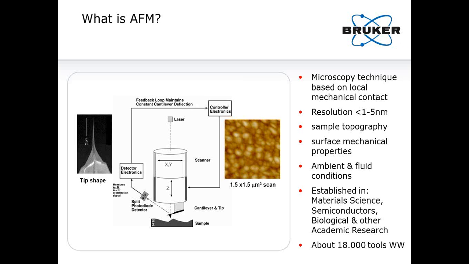Since its invention in 1986 by Binnig and Quate, about 18,000 AFMs have been installed worldwide, and of these, about 10,000 by Bruker AFM, which was founded as Digital Instruments and was previously owned by Veeco.